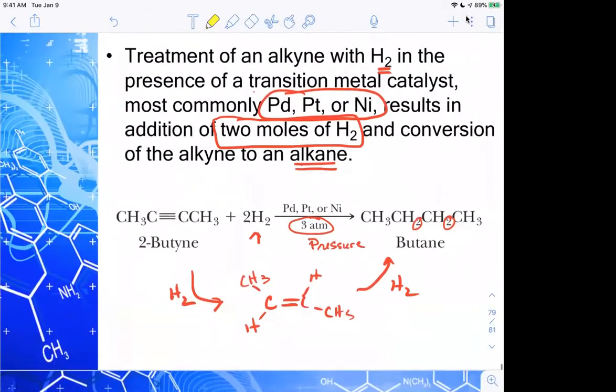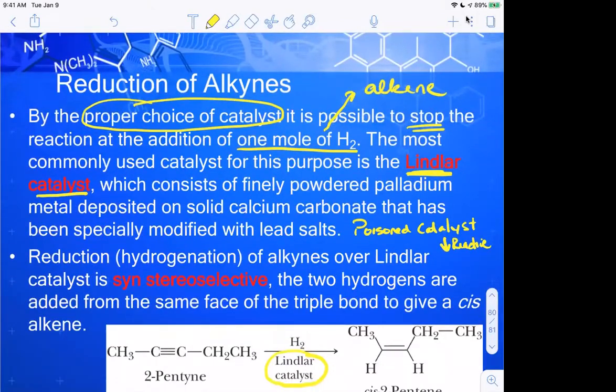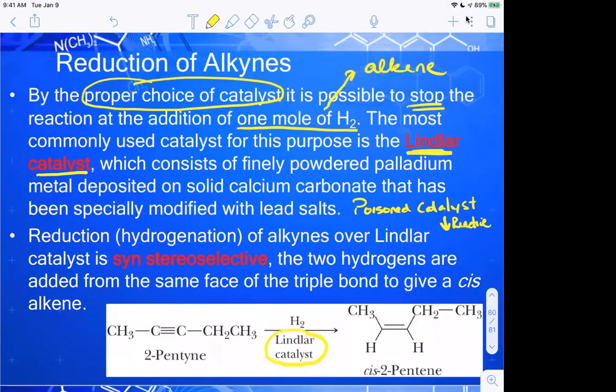If I go through one of these regular catalysts, I can't stop at the double bond. I can't just use one equivalent of hydrogen and stop at the double bond. I'm going to get triple bond, double bond, and alkanes because it's very reactive. So regular catalytic hydrogenation is a great way of making the alkanes from the alkyne. But if I want to make the alkene from the alkyne, then I'm going to have to use the Lindlar catalyst.